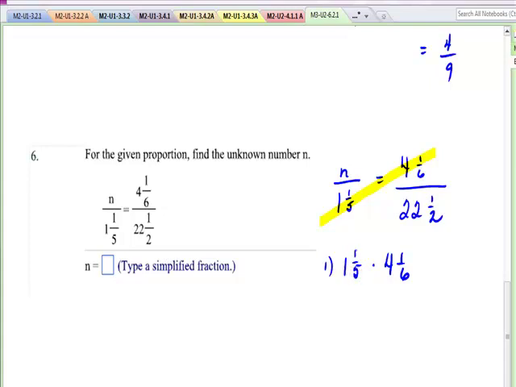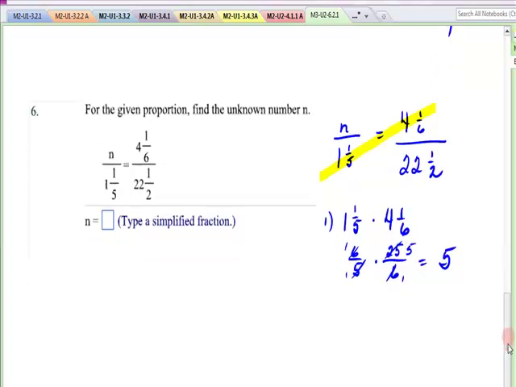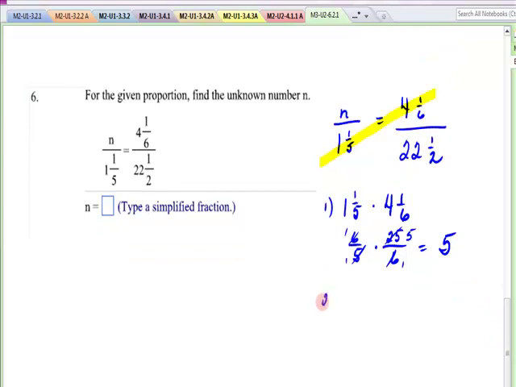5 times 1 is 5, plus 1, 6/5 times 6 times 4 is 24, plus 1 is 25/6. Those 6's cancel out. 5 goes in there once, 5 goes in there 5 times, and I get, as that cross product, 5 or 5/1. Step number 2, grab that number and divide it by what I haven't used yet, 22 1/2.